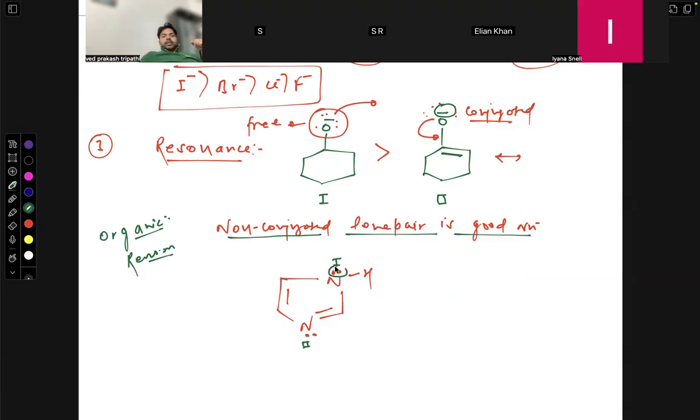This lone pair is busy in resonance. You can see this lone pair and double bond are in alternate positions, so this is conjugated. And this nitrogen has a lone pair and a double bond both. So the double bond is conjugated here, and the lone pair is non-conjugated. I have discussed this topic in my previous videos. Please watch that one. Please revise everything before the next session. So this lone pair is non-conjugated, which means it can donate its electron very easily. So this one is a good nucleophile. Make sense?